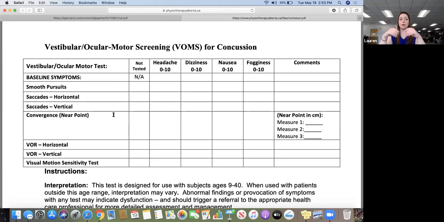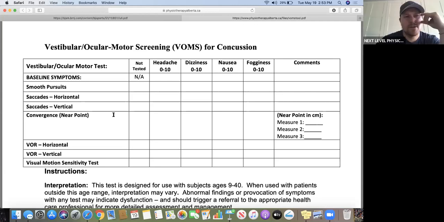Have a measuring tape handy so they don't have to do it again. You can actually measure from the tip of the nose to the tip of the object that they're looking at. And again, that should be less than 5 centimeters. Anything more than 5 centimeters is going to be an abnormal convergence. VOR for horizontal and vertical. So we want to be looking at a fixed point and then turn the head side to side, keeping the eyes fixed on that point.